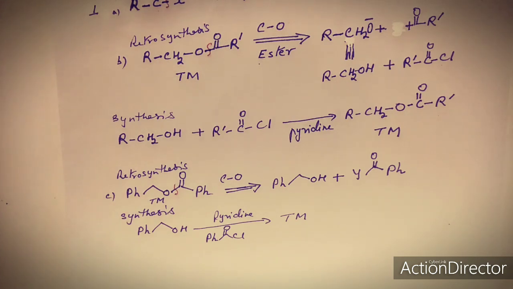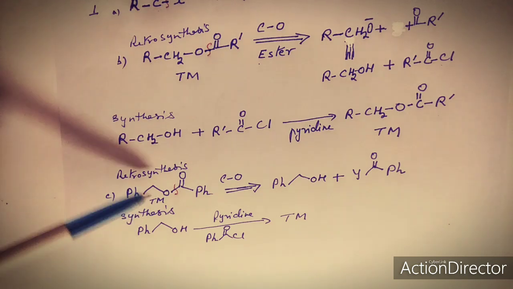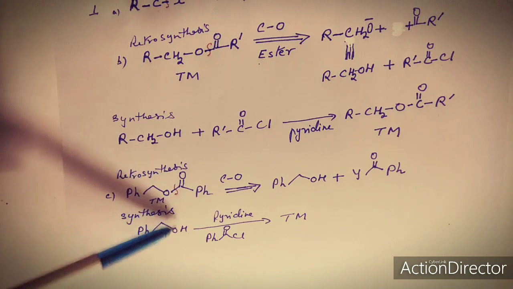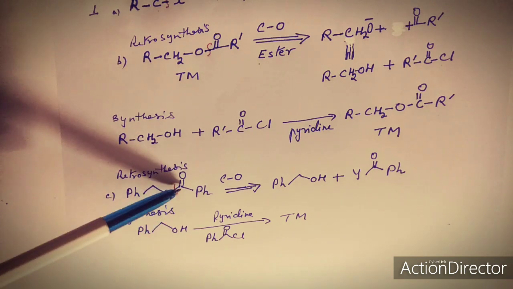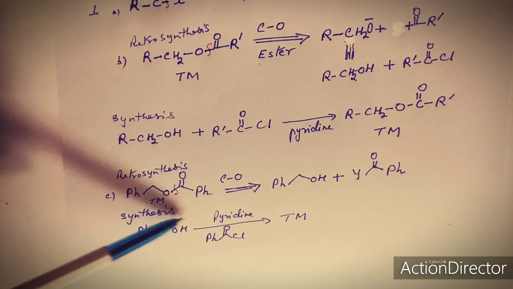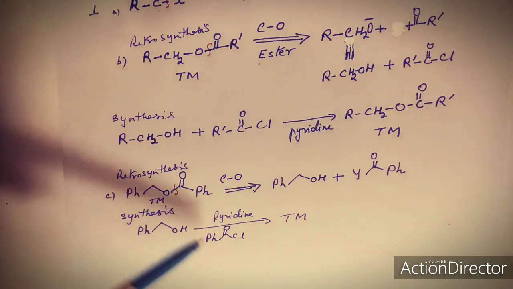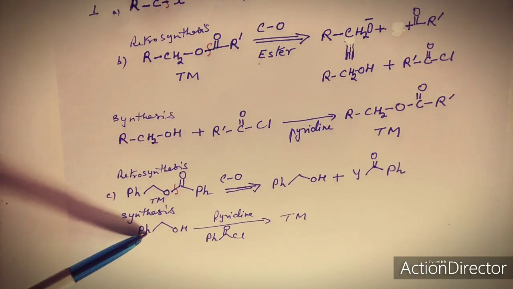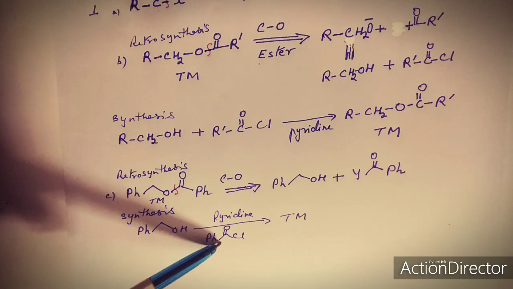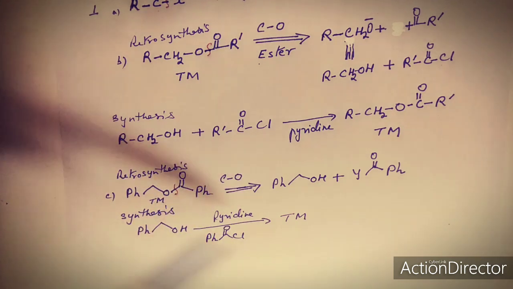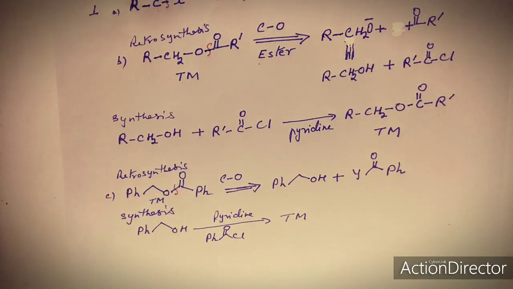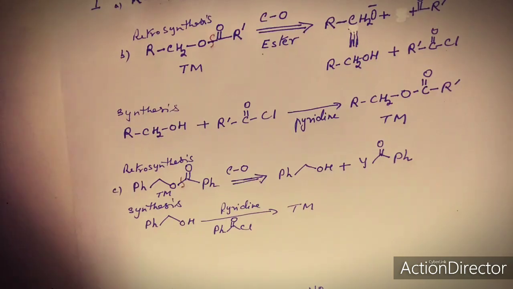This ester on disconnection will give us this alcohol, because on this disconnection this heteroatom will be O negative, so H positive, and this carbon positive will be balanced by the Y negative. The Y negative is most of the time a halide. So this will be again a reaction between the alcohol and this acid derivative in the presence of a base to give us the target molecule. This is the RX disconnection.